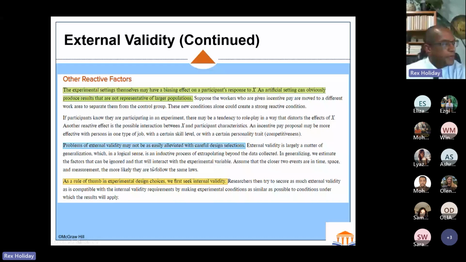And as a rule of thumb in experimental design choices, we first seek internal validity. That's an important thing to remember. Researchers then try to secure as much external validity as is compatible with the internal validity requirements by making experimental conditions as similar as possible to conditions under which the results will apply. So that's important, right? It's not one or the other, but you're going to use both internal validity and external validity in experimental research.